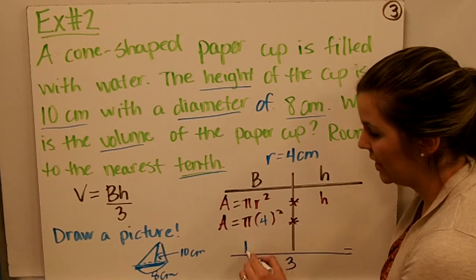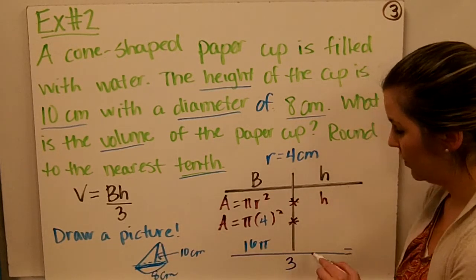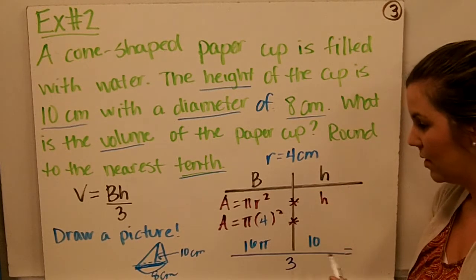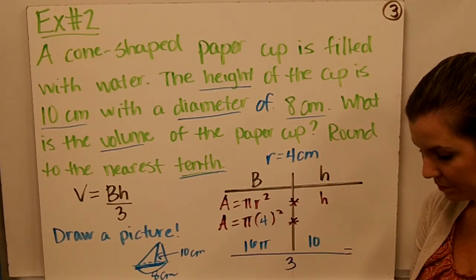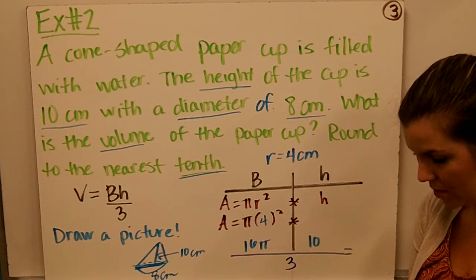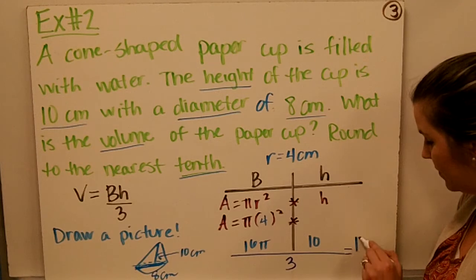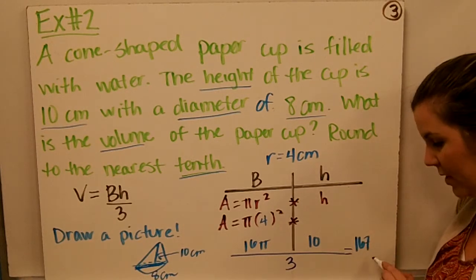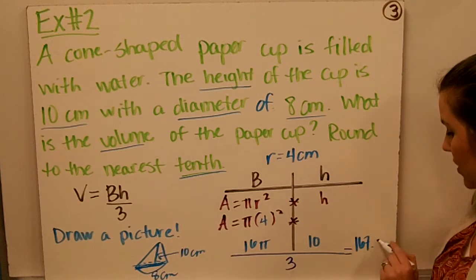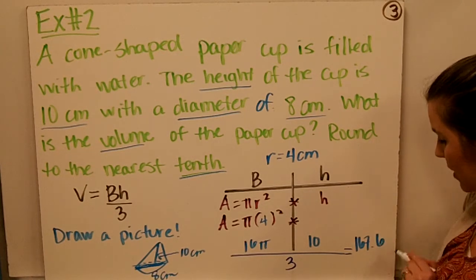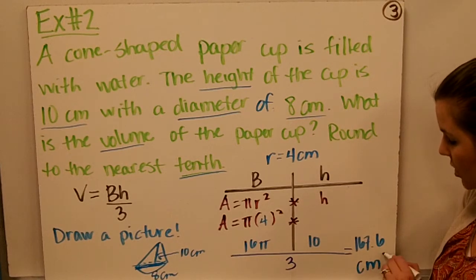4 squared is 16, so this is 16 pi, times the height of the cone, which is 10 centimeters. 16 times 10 is 160, divided by 3, or 160 pi divided by 3. Using my calculator and the pi button, I get 167.55. So that second 5 is going to round this up to a 6. And our units are centimeters cubed.